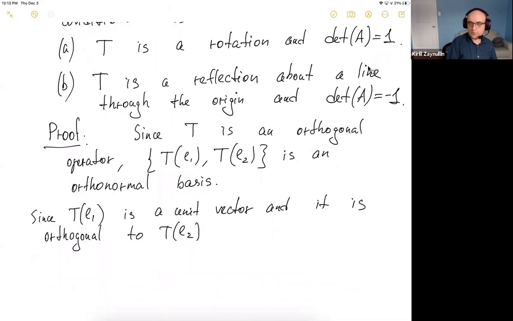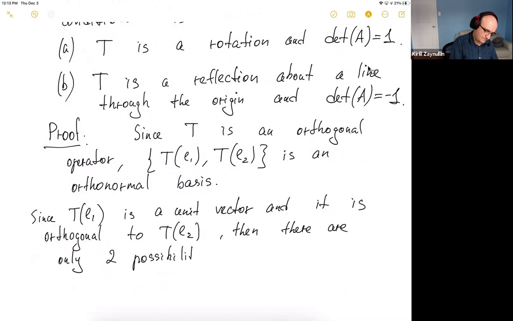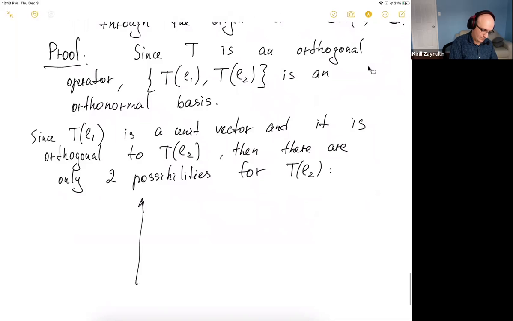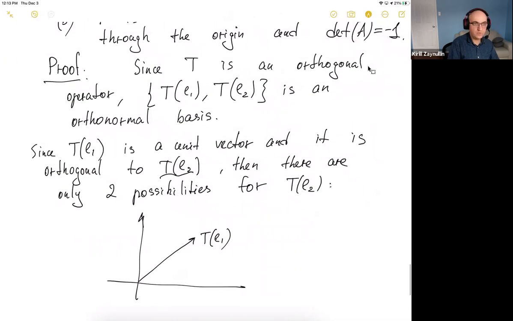well, then there are not so many possibilities. There are only two possibilities for T of E2. Well, why? Okay, so let me just draw a picture. So say this is my vector T of E1. And then look, T of E2 has to be orthogonal to T of E1.